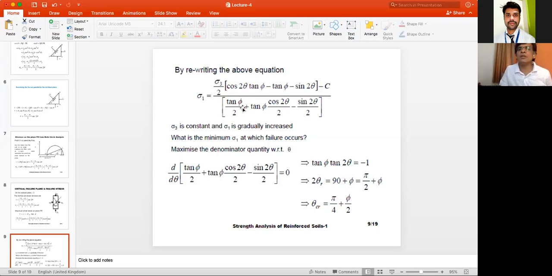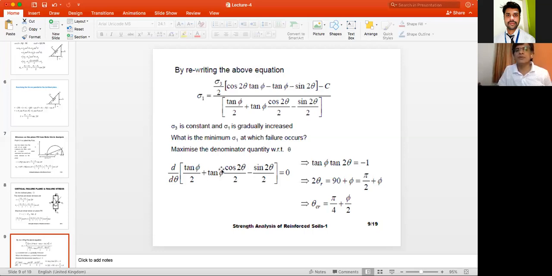In the denominator, as we know sigma 3 is a constant, and we keep on increasing sigma 1, that is the compressing load. At what minimum sigma 1 does the failure occur? For that, we maximize the denominator with respect to theta. So d by d theta of tan phi upon 2 plus tan phi cos 2 theta by 2 minus sin 2 theta by 2, we are equating to 0.